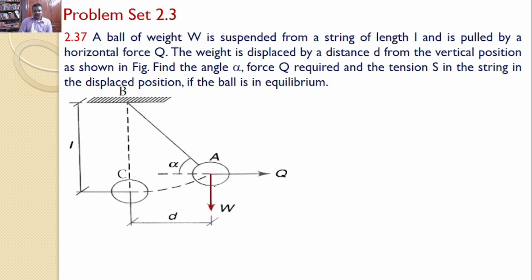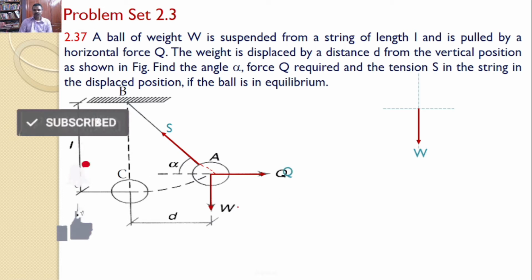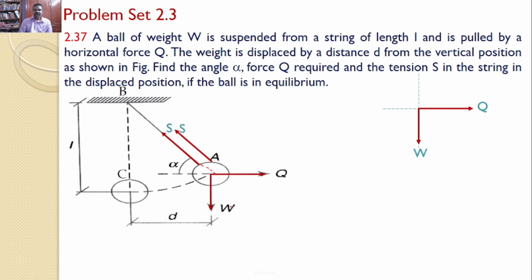Let us try to discuss what are the various forces at the center of the ball. Of course, the first is weight W acting downwards. Q is the force acting towards right side, that is the pulling force. And S is the tension in the string along the string and it is away from the point A. Now let us transfer all these forces onto a separate XY plane for easy analysis. This is weight W, this is the pulling force Q and this is the tension in the string S. We know that S makes an angle alpha with the horizontal, hence this angle is also alpha.